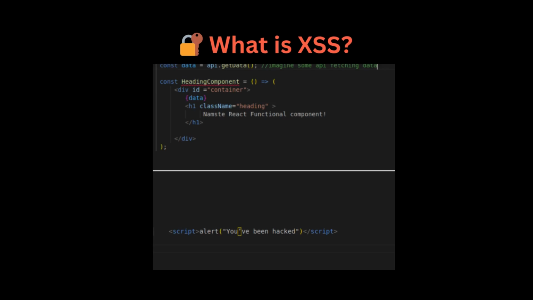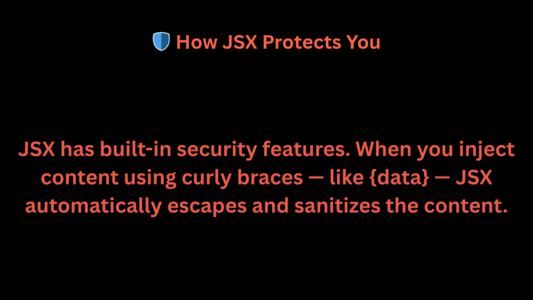Imagine we have a React component like shown here. Looks innocent. But what if the API is compromised? What if it returns a malicious string like this? If you were rendering this data in vanilla JavaScript or directly inside HTML, it might get executed and your app would be vulnerable to XSS.